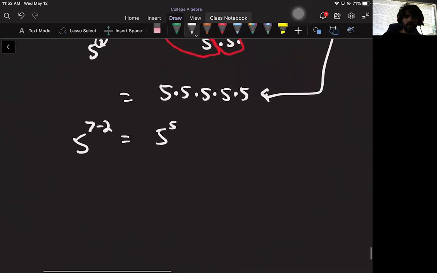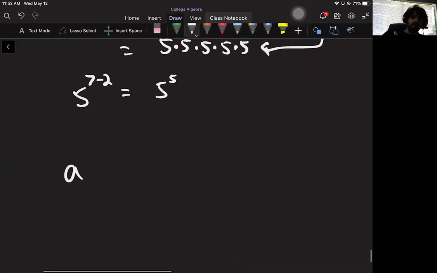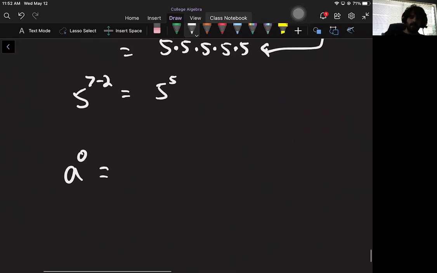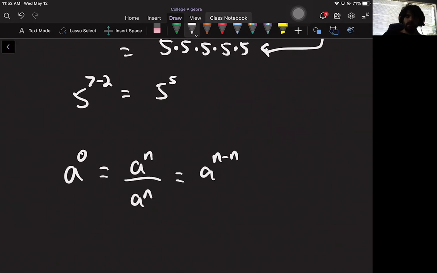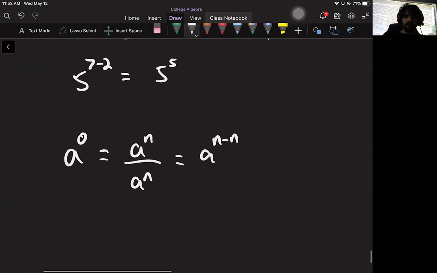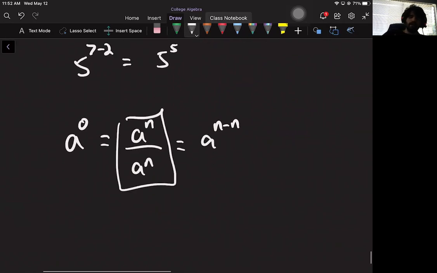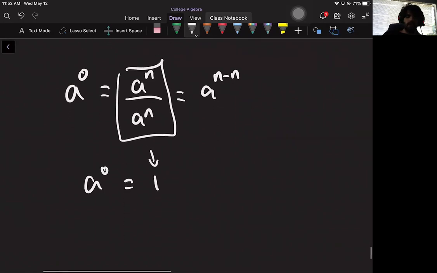So with that in mind, I can figure out what something to the 0 power is. So a to the 0 power I can think about as a to the n over a to the n, because that's a to the n minus n, which is 0. But what's anything divided by itself? That should just be 1. So this is why anything to the 0 power is just 1. So for example, 5 to the 0 is 1. Anything to the 0 is 1.